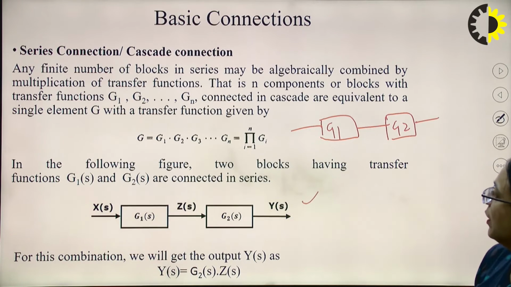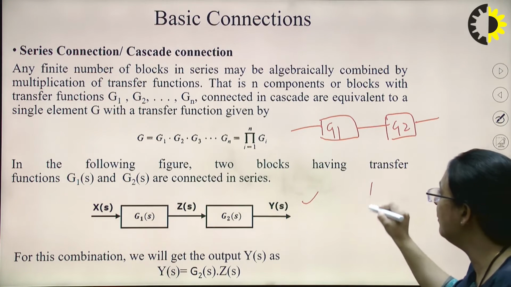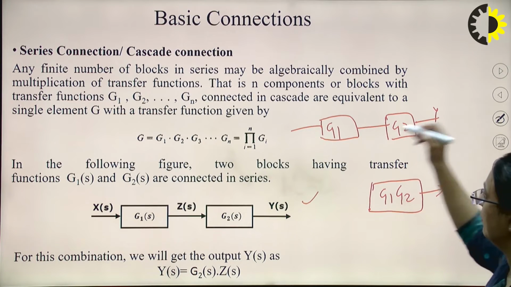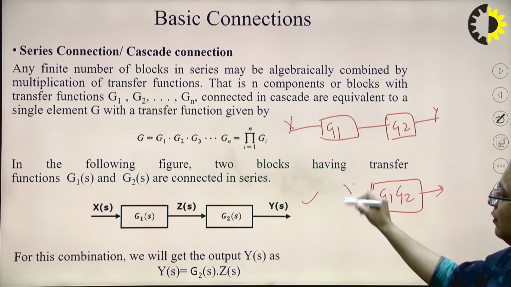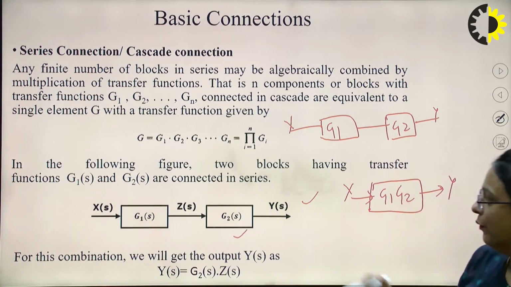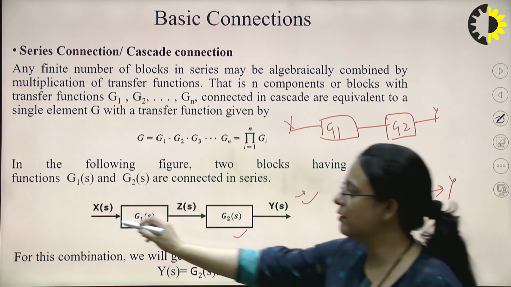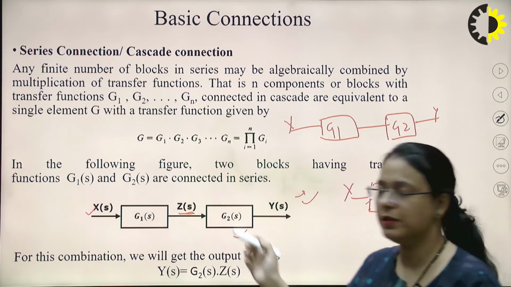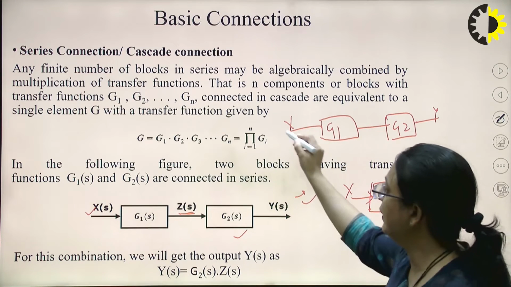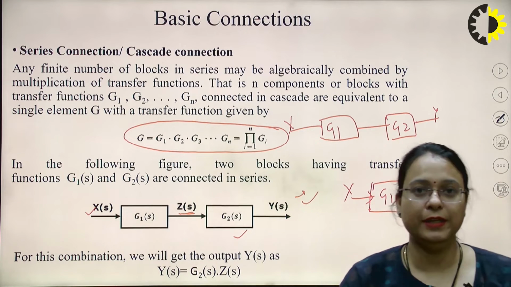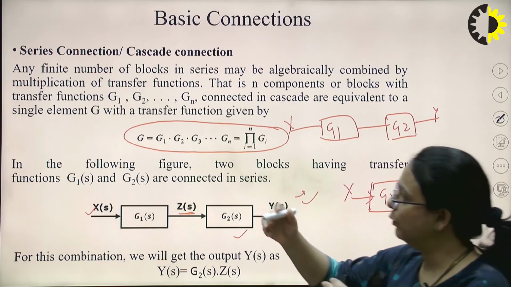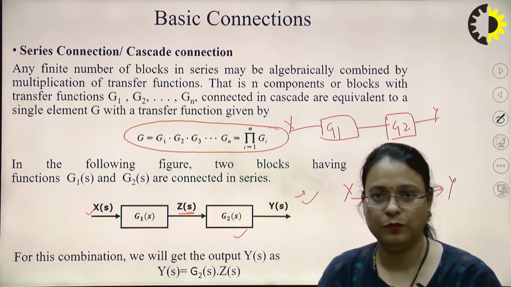See, this is the figure. You can represent it with a single block by multiplying their transfer functions, and you will get the same output as here. I'll show you the derivation. Ys here is the output, Xs is the input, and Zs is the signal in between, which comes from the multiplication of Xs into G1s. When any number of blocks are connected in series, their transfer functions get multiplied to give a single transfer function of that particular block.